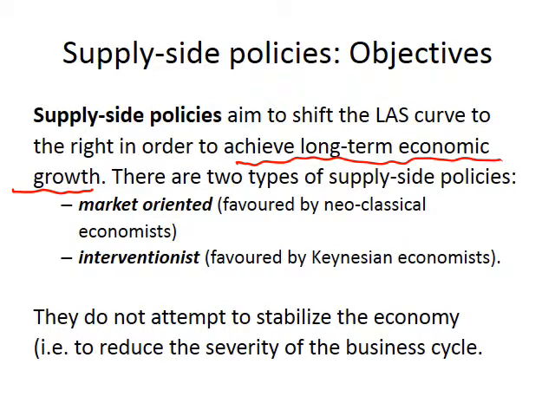And there's two types of supply side policies. There's one that's market-oriented, which is favored by the neoclassical economists, and interventionist, favored by the Keynesians. The Keynesians, in essence, are in favor of government involvement to solve the problems in the economy, and the neoclassical economists believe more in a hands-off approach, that the economy is best to fix any problems more or less on its own. As I hinted at before, these supply-side policies do not attempt to stabilize the economy, in other words, to reduce the severity of the business cycle. That's where the demand-side policies come into place.